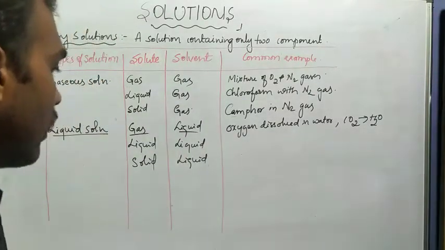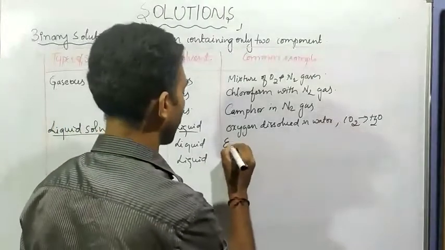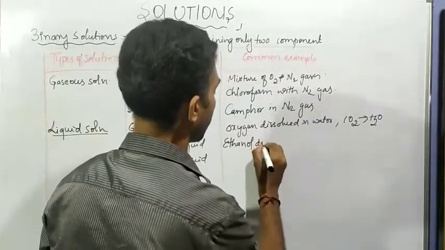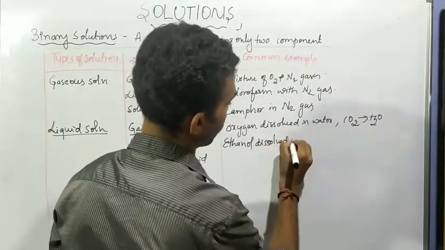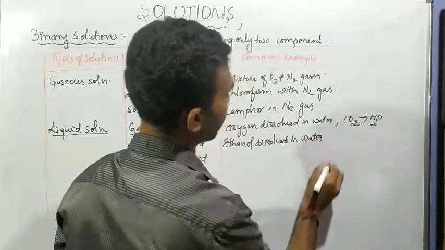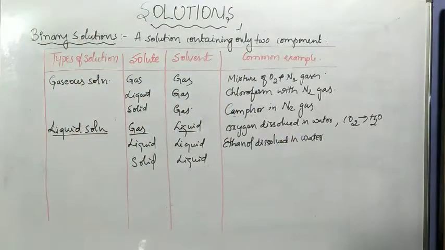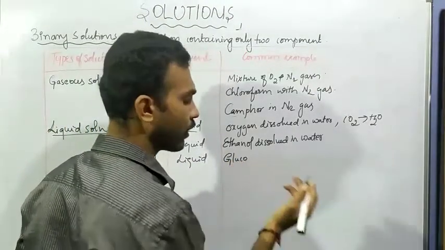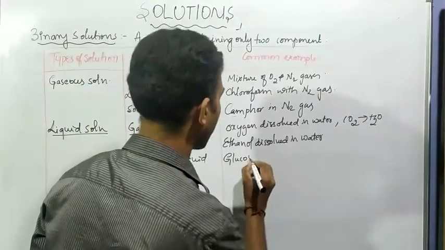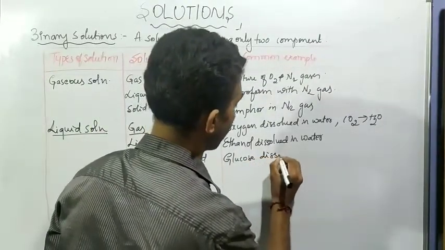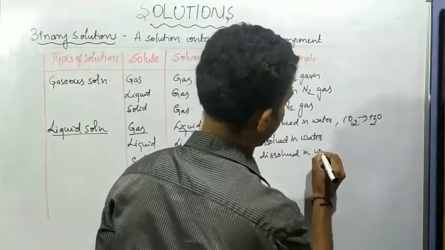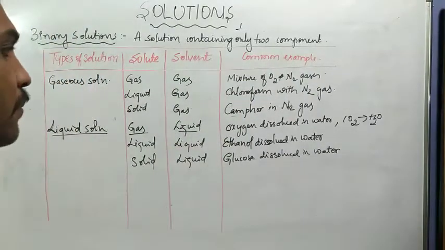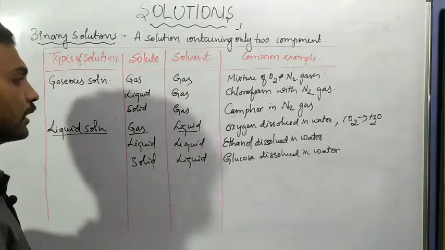So next, a liquid in liquid. Liquid in liquid is an example for what? Ethanol or methanol, which is dissolved in water. Next, solid in liquid: glucose or sugar or salt you can take. Glucose dissolved in water. So this is also an example for the liquid solution, right? So these are the examples.